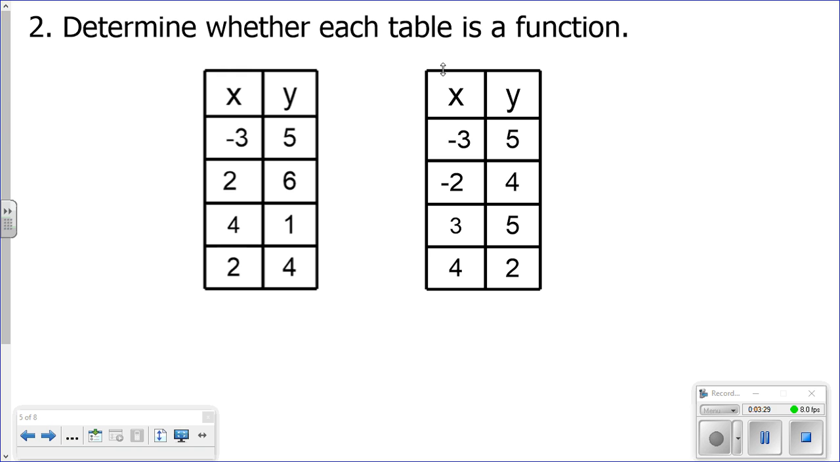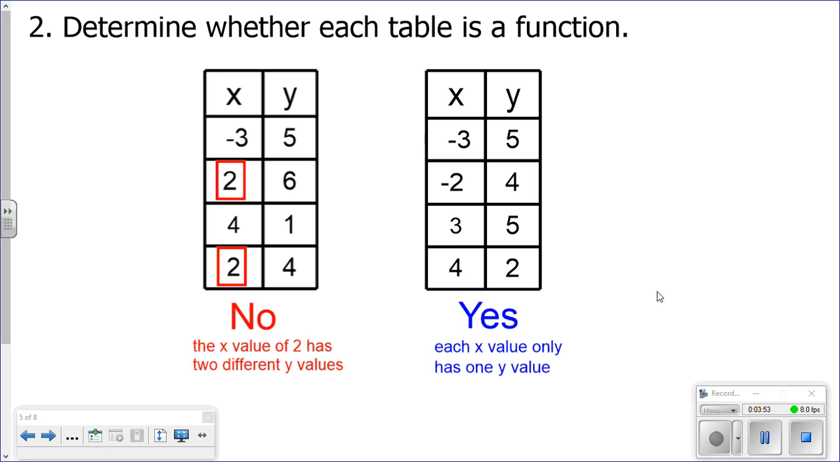Determine whether each table is a function. Looking down these x values, I see 2 with 6 and 2 with 4. That's the same input of 2 with two different outputs. That is not a function. Over here I've got -3, -2, 3, 4, so no repeating on x, so it is a function. Remember, it doesn't matter for y, just x. My input cannot have two different outputs.